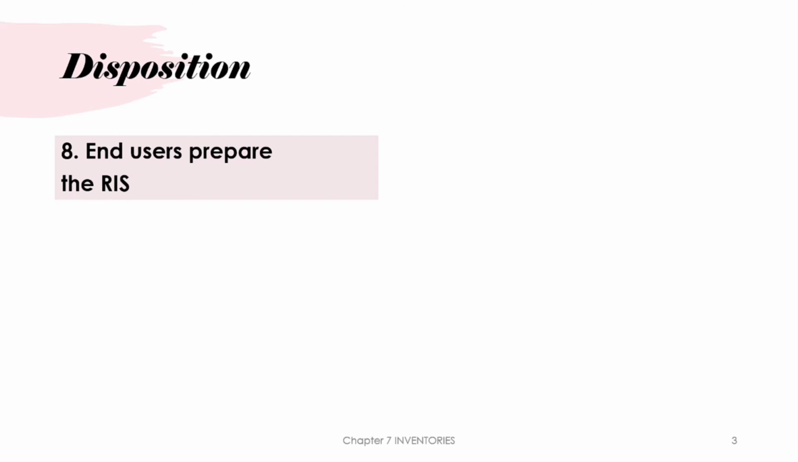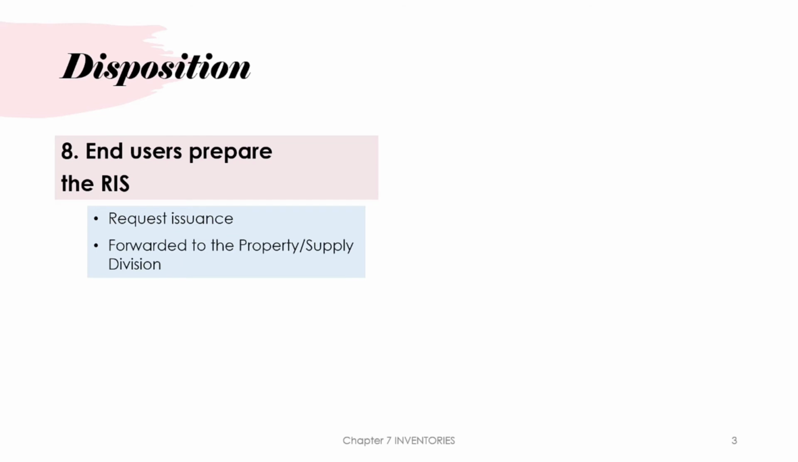The RIS shall be used by the requisitioning division or office to request supplies, goods, equipment, and property carried in stock, and by the supply and/or property division or unit to issue the items requested. So the head of the requesting individual shall approve the RIS, and the approved RIS is then forwarded to the property or supply division.